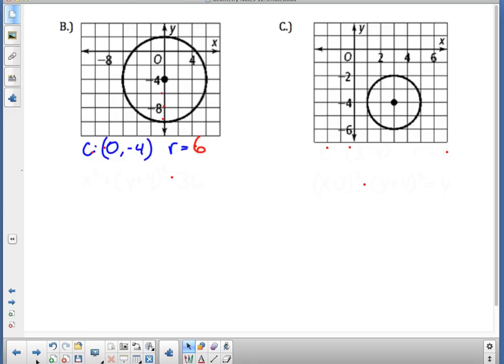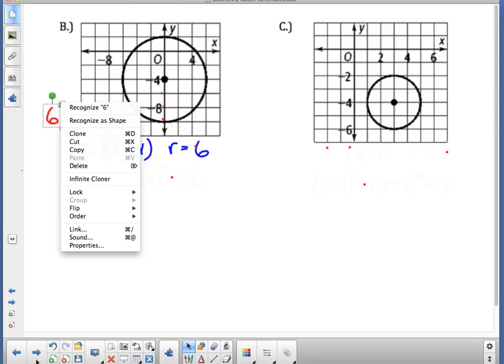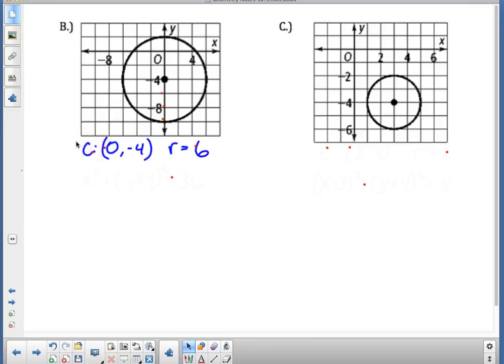You okay? That was weird. Don't I have it in there? Should be right there. There it is. Let's get rid of that 6. Okay. Are you okay with center and radius? After I do that, I just pop it in the equation. X squared plus y plus 4 quantity squared equals 36. And that's the dealio.